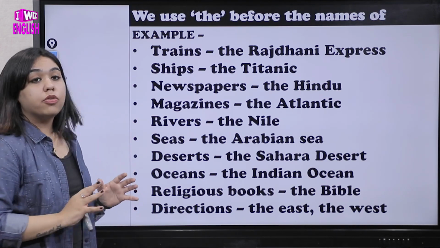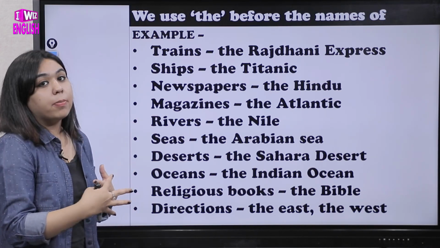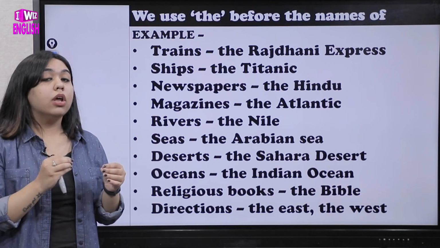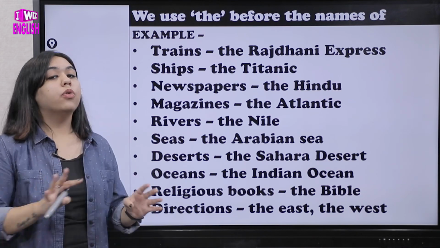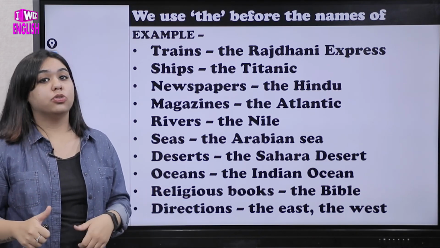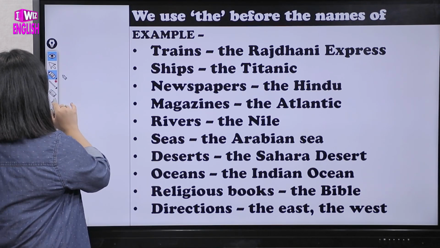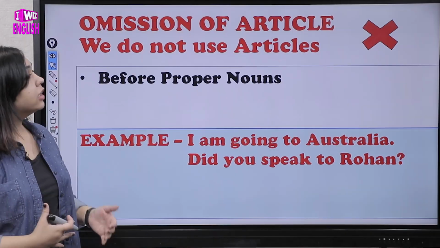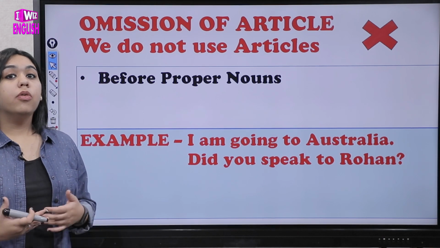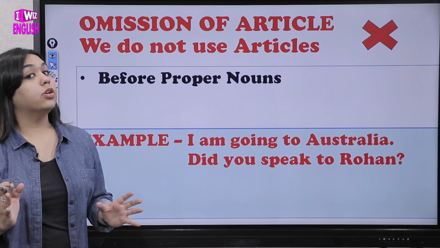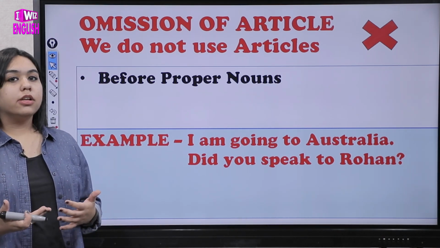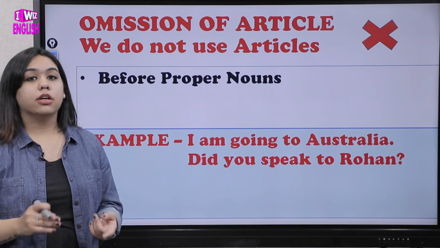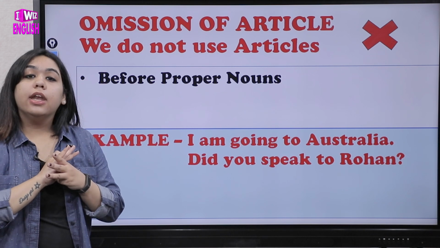That's all for the uses of article, but that's not all for the topic, because it's very important for you guys to know the areas where you are not going to use the article. That is also important, so we are going to learn about it. Now we are going to talk about omission of articles. You should know the areas where we are not going to use any article, a and the, none of them.